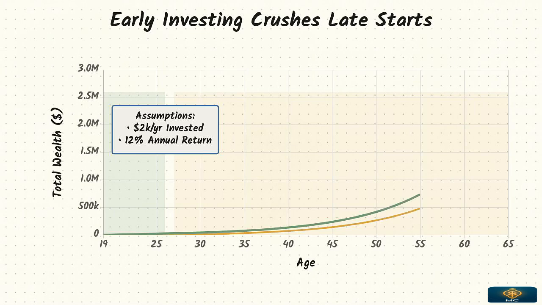You might expect Arthur to come out on top. He contributed steadily for nearly 4 decades, while Ben only put in money for 8 years. Yet at age 65, Ben finishes with over $2.2 million, leaving Arthur far behind at roughly $1.5 million.